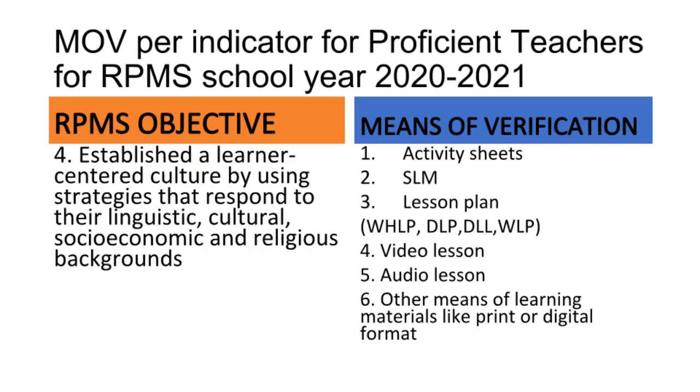RPMS objective: Established a learner-centered culture by using strategies that respond to their linguistic, cultural, socioeconomic and religious backgrounds. Means of verification: Activity sheets, self-learning module, lesson plan like WHLP, DLP, DLL, WLP, video lesson, audio lesson, other learning materials like print or digital format.